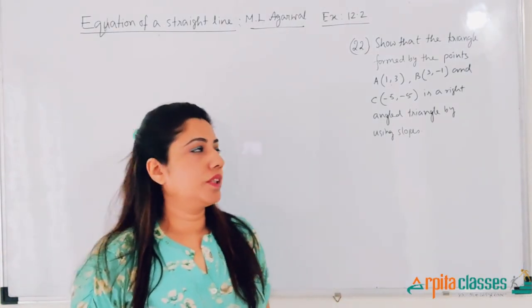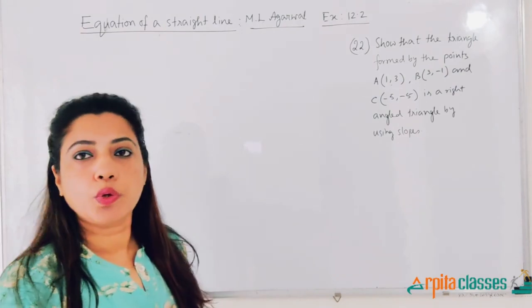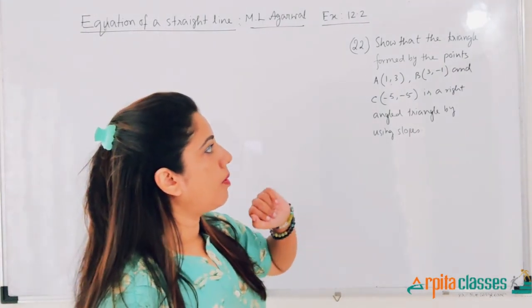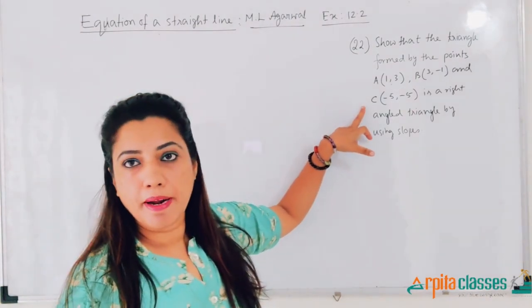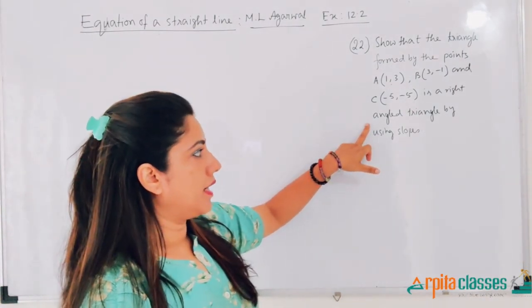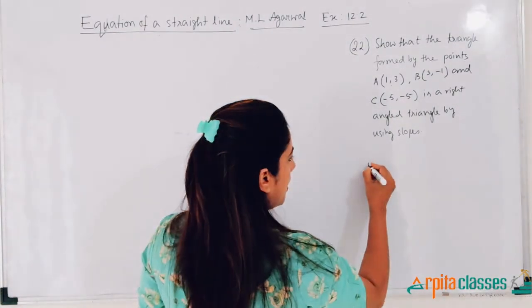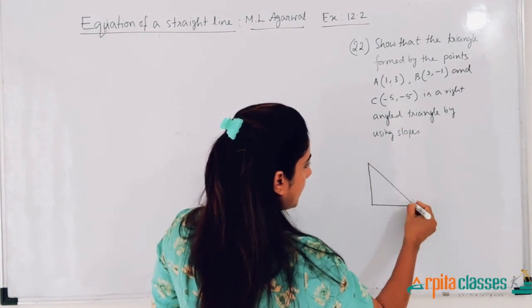Let's start with the next question. Question number 22. Show that the triangle formed by the points A(1, 3), B(3, -1) and C(-5, -5) is a right angle triangle by using slopes. So we have to prove that it is a right angle triangle.